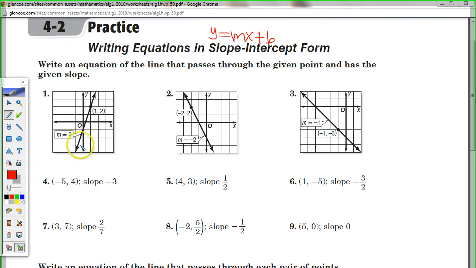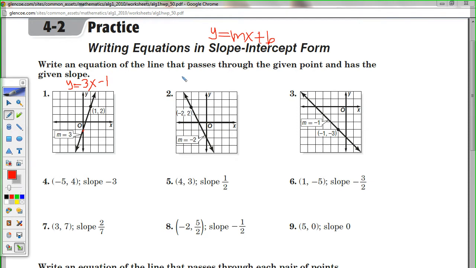You want to write an equation for this line where the slope is 3 and the y-intercept is shown. You can see clearly it's passing by -1. So all you have to do is write the equation y equals 3x, since the slope is 3, and the y-intercept is where it meets the y, which is at -1. So I'm just going to write -1, and there it is, your equation. You can do the same for numbers 2 and 3.